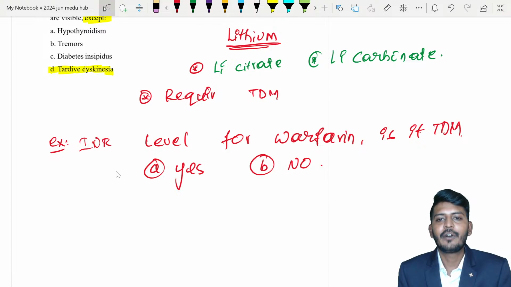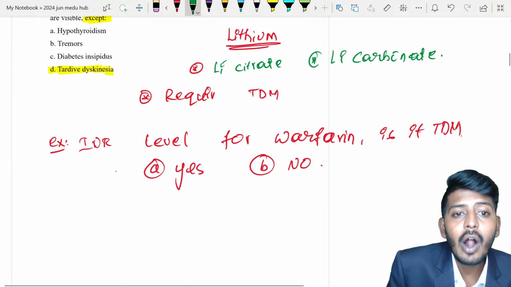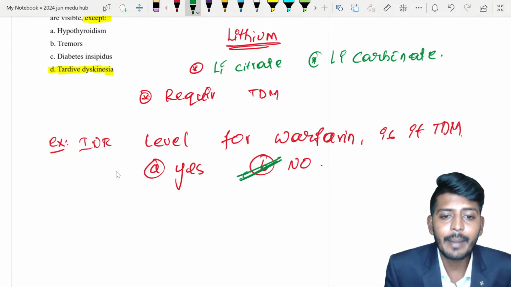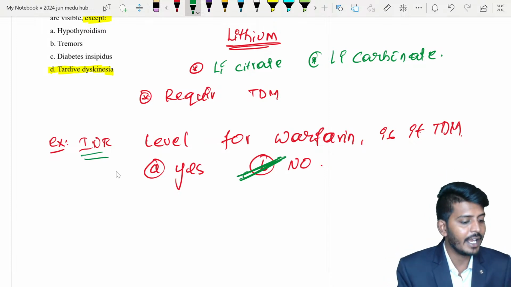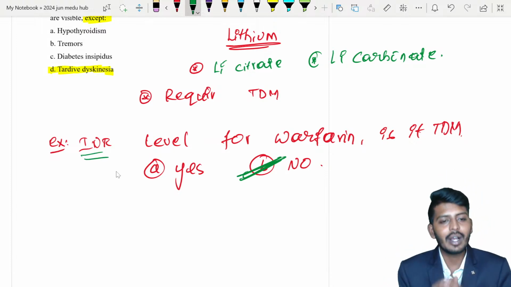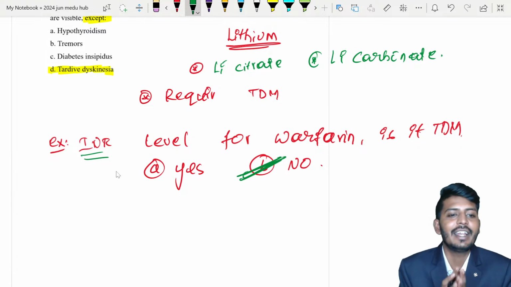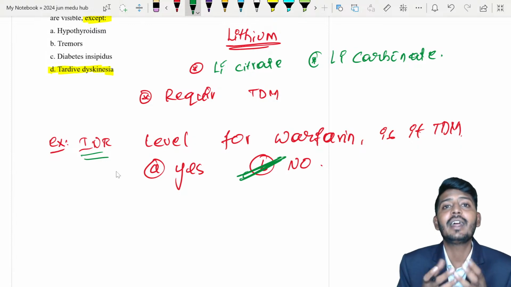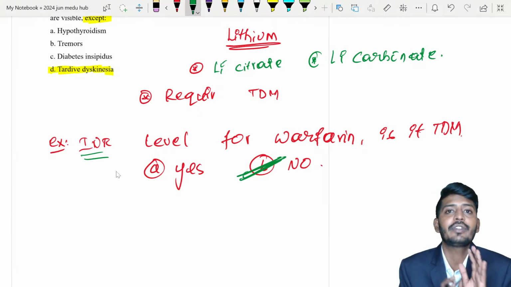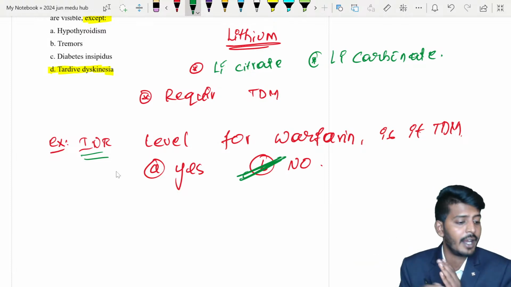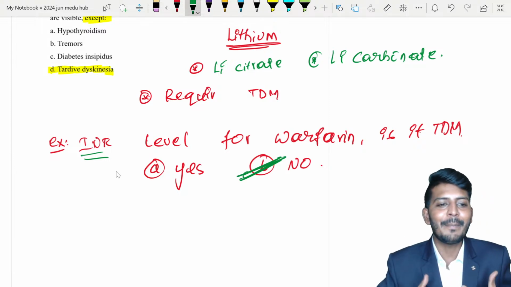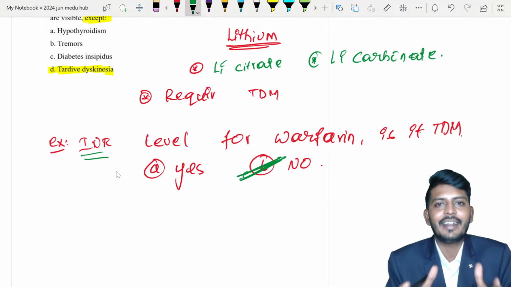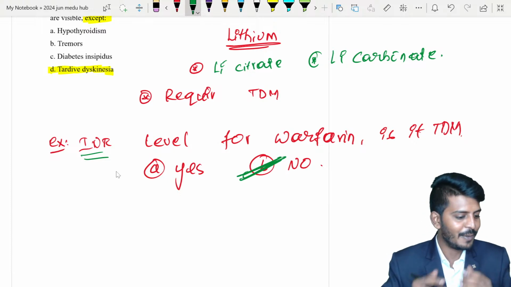So the level done for warfarin is not a TDM. You are not checking the level of warfarin. You are checking the level of INR. That is exactly the mistake. INR is not a TDM. INR checks clotting and bleeding. It will not check the level of warfarin.